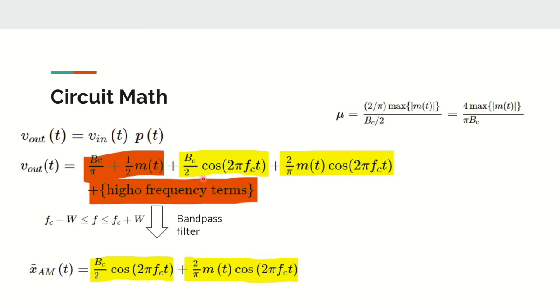These low frequency and high frequency terms we don't actually want. They are completely useless to our modulated signal. So we actually want to filter them out. We will do this with a bandpass filter in order to just isolate our two modulated terms here.